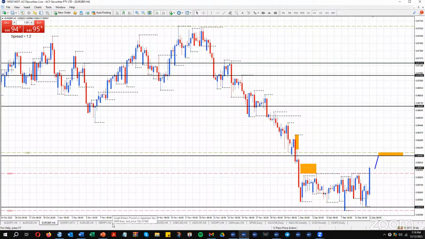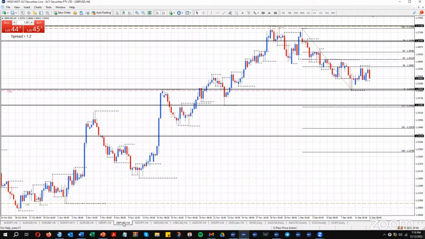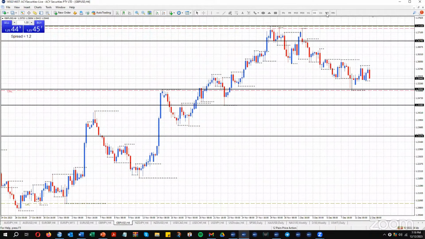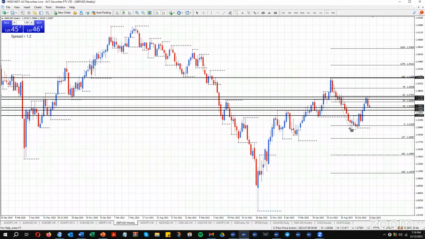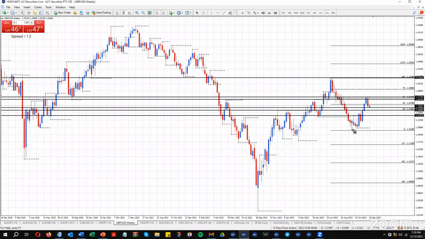All right, let's have a look at the pound dollar. All right, so last week we sold down from weekly resistance. Okay, just got a little bit above weekly resistance and of the range, very similar to the euro dollar. We're in the 62% area.